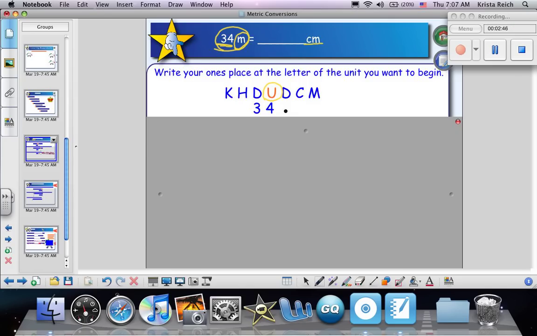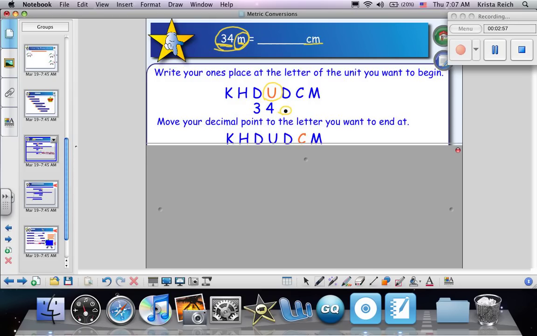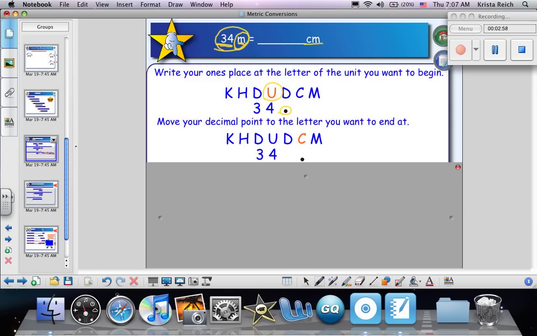And the decimal right here is just at the end. Remember how I always say decimals are at the end of whole numbers? We want to move that decimal point to the letter that we want to end. Okay, we want to end at centimeters. So I want to move my decimal to the C in our little phrase here.